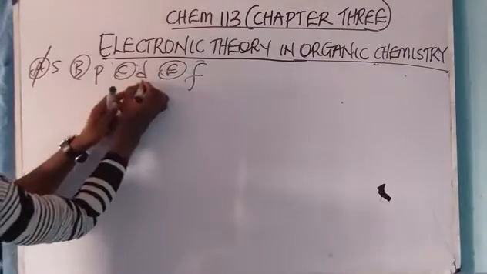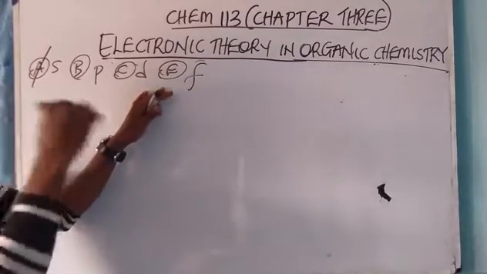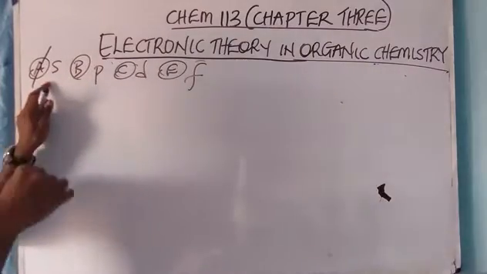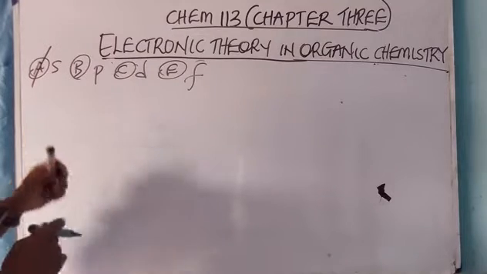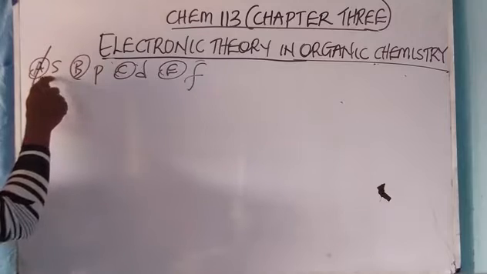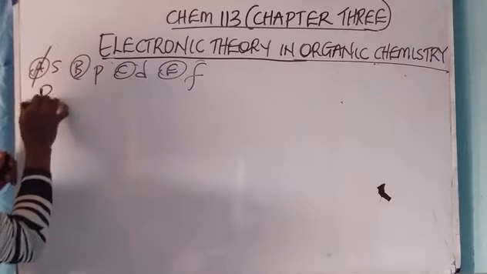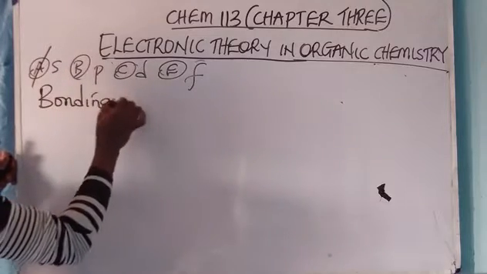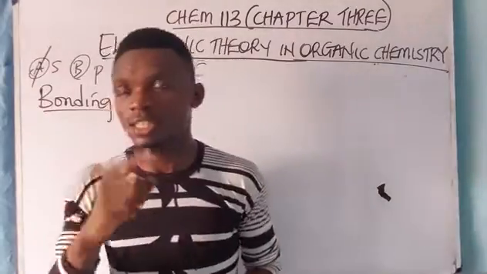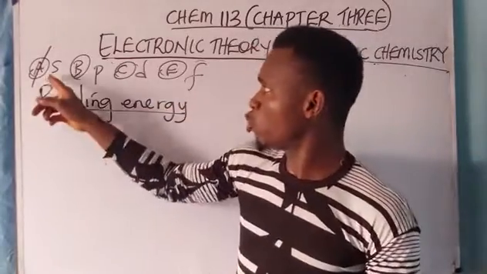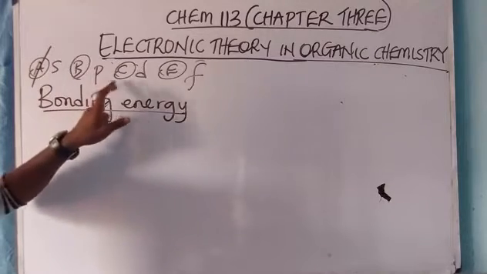P, D, and F are what? Degenerate orbitals. They are orbitals of higher energy level, while S is an orbital of what? Lower energy level. Okay, since we've established that fact, now the energy of a lower orbital is called what? Bonding energy. We all must be intelligent. Now, the energy of a lower orbital is called what? Bonding energy. But the energy of a higher orbital is called what?